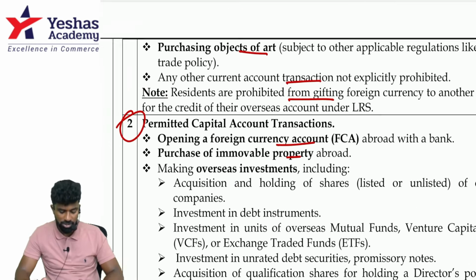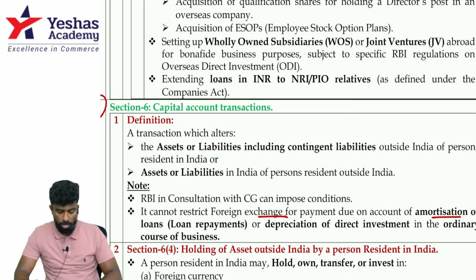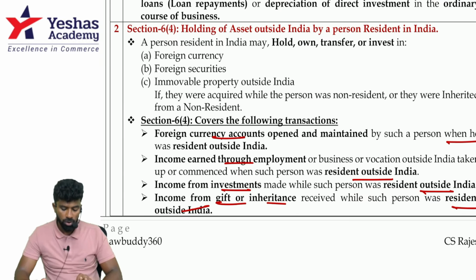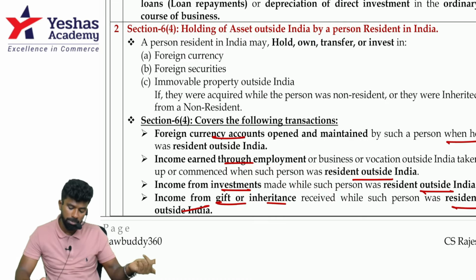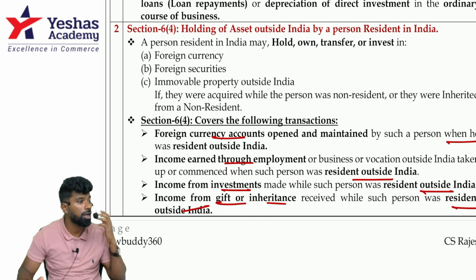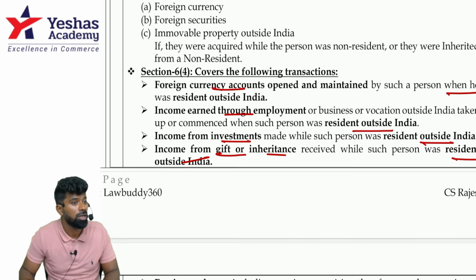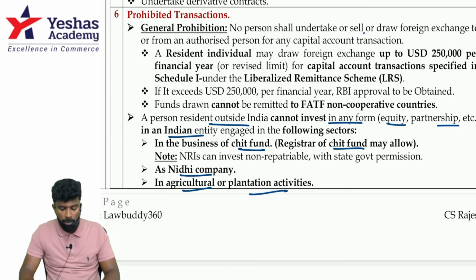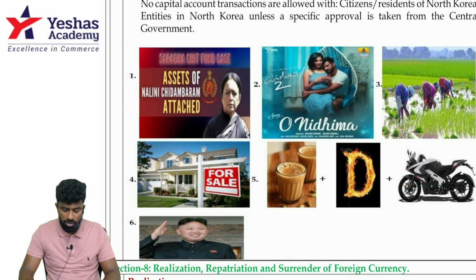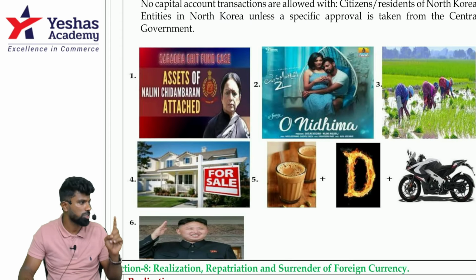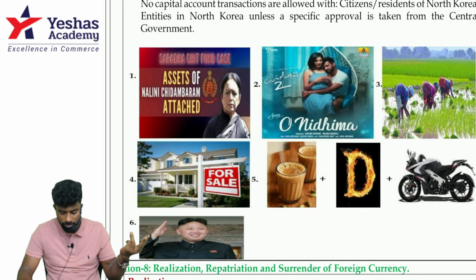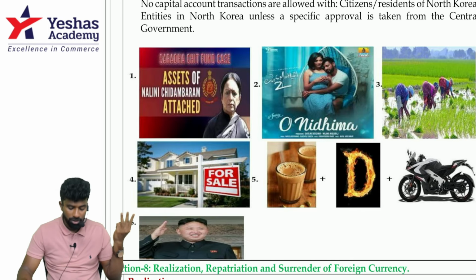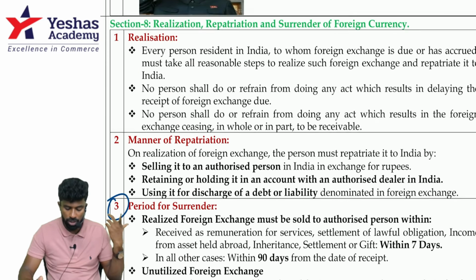LRS scheme you have discussed. Yes or no? Capital account transaction, holding of asset by a person resident in what? India. Section number 6 subsection 4. Section number 6 subsection 5. Yes or no? Prohibited transactions. What transaction? Prohibited transactions. Chit fund, Nidhi, agriculture, real estate, TDRs, and North Korea.